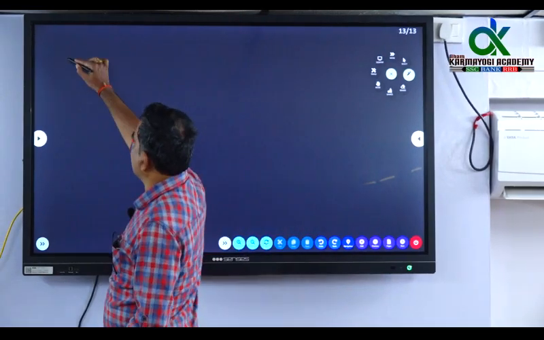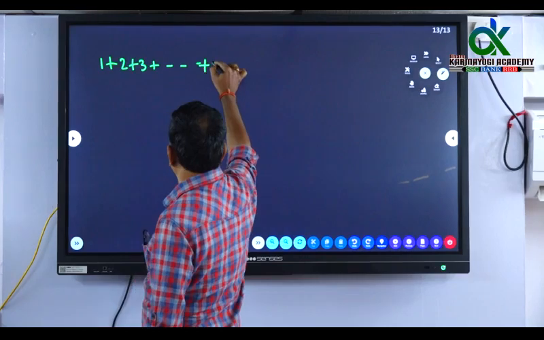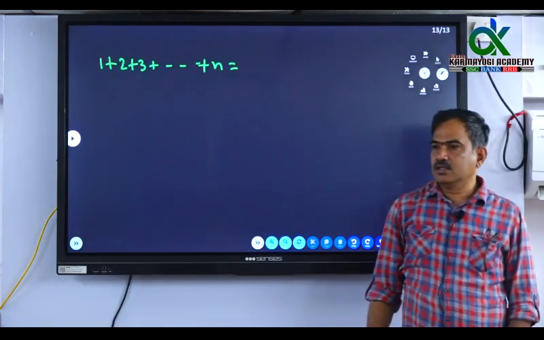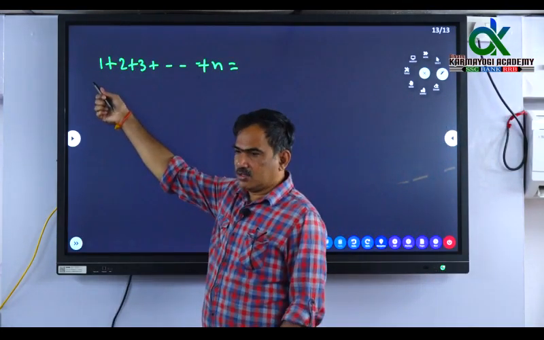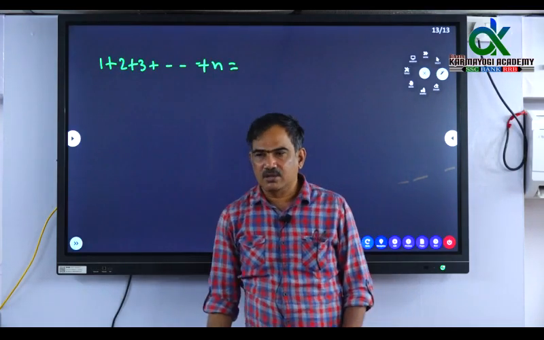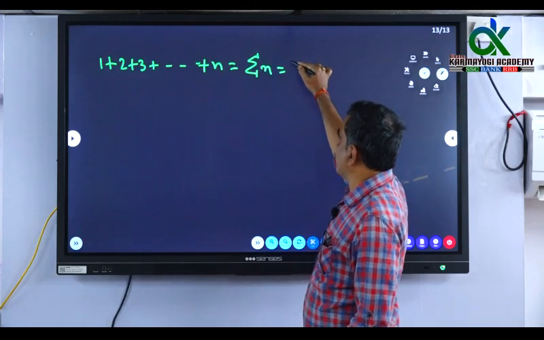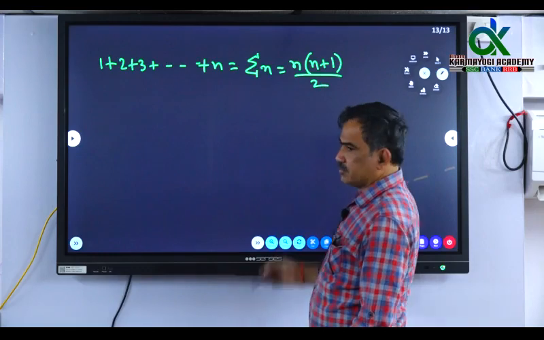Here what is 1 plus 2 plus 3 plus and so on plus n? This is called sum of natural numbers. This is called a sum of natural numbers because they are in arithmetic progression. Natural numbers are always in arithmetic progression. What is the common difference? 1. So therefore, this is denoted by sigma n. What is the sum of natural numbers formula? n into n plus 1 by 2.